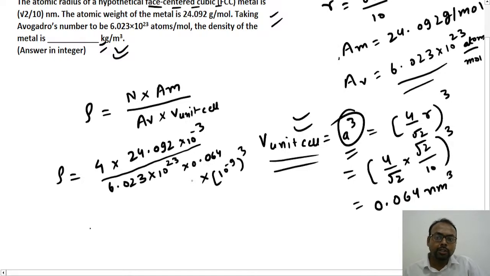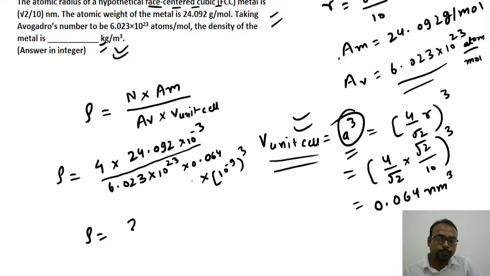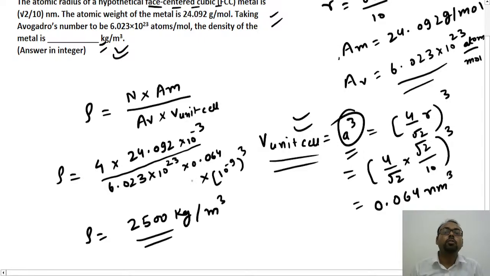So when you put all these values, you will have the rho value, and this rho value comes out to be 2500 kilogram per meter cube. This is your final answer, 2500 kilogram per meter cube. This is your density value, which is what we had to find in this question. So this question was also quite straightforward. You just need to put in the values and you will have it.